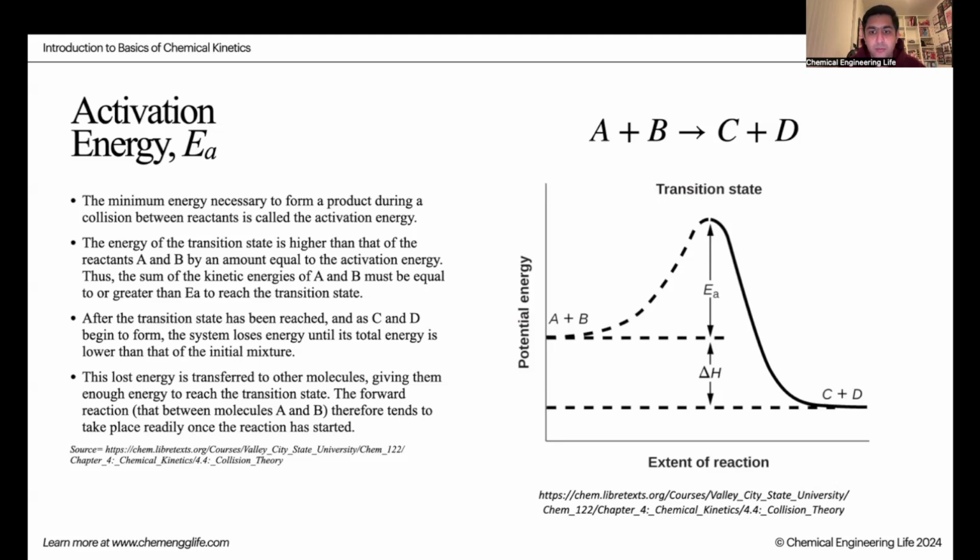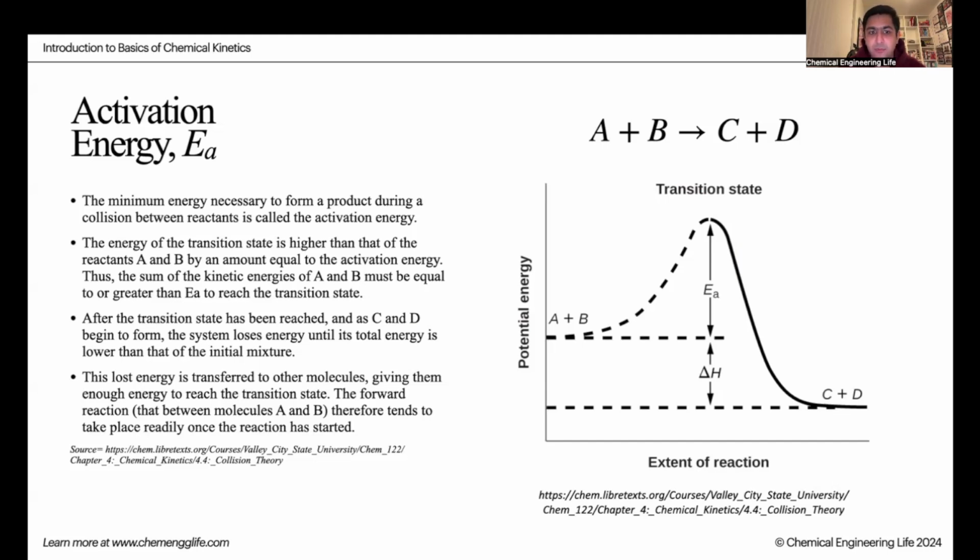And obviously the energy that you lose going from your reactant to your product is given back to the reactant so that the other particles may have the same amount of energy to be able to reach the transition state. So that's actually how a reaction takes place.